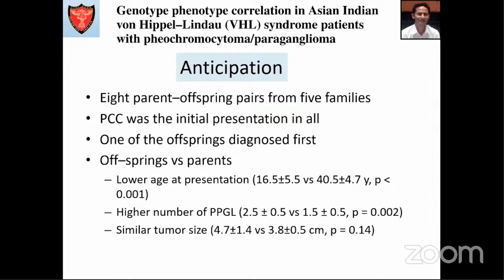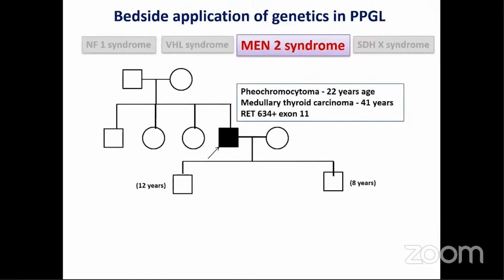PCC was the initial presentation in all, and in every pair the offspring was diagnosed first, which makes us stronger in saying there is a phenomenon of anticipation, because most of the time it is argued that offspring are diagnosed first basically because of family screening, but that is not the case in our study. Offspring had a lower age at presentation, a higher number of PPGL, and similar tumor size, though numerically it was in fact larger in the younger population. So it clearly says that there is a phenomenon of anticipation in VHL.